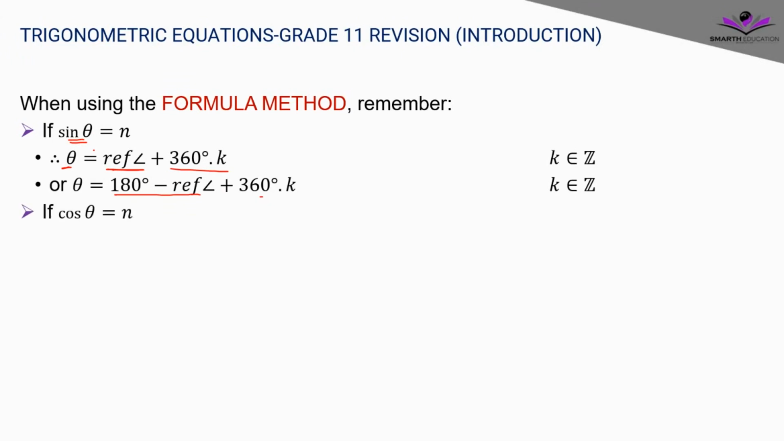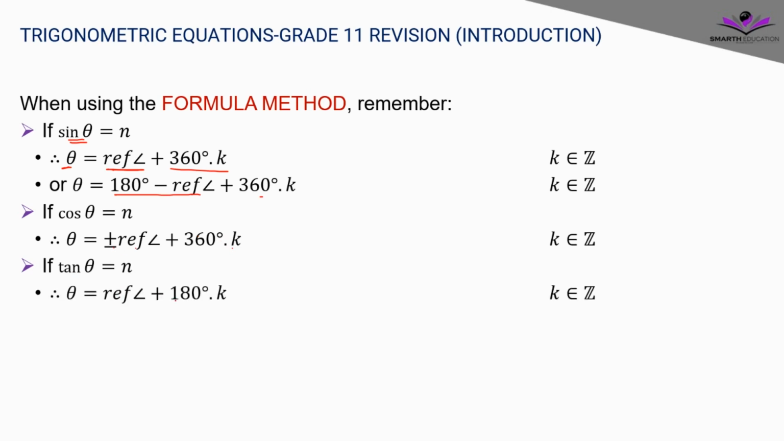And then for cos theta, remember that it will be plus or minus reference angle plus 360 degrees times k, where k is an integer. Just remember that there are two of them here. It is positive reference angle plus 360 degrees times k, or negative reference angle plus 360 times k. There are two things here. And then for tan theta, it's just one. It is your reference angle plus 180 degrees times k, where k is an integer. Just remember these before we move on to examples.